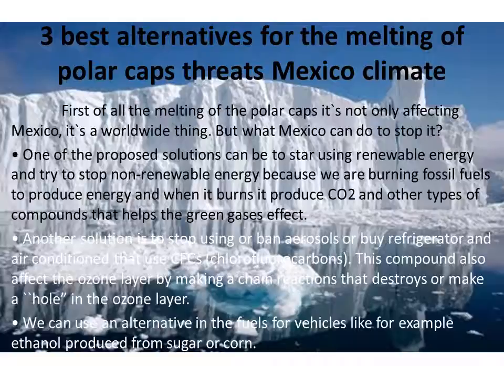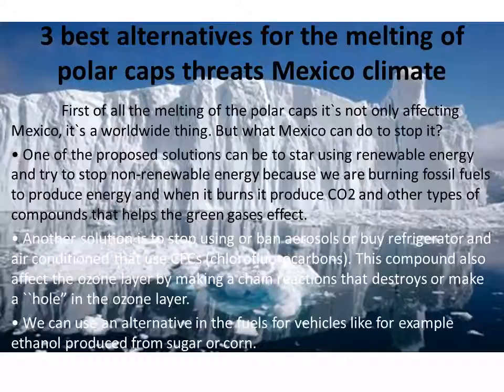Three best alternatives for the melting of polar caps threats in the Mexico climate. First of all, the melting of the polar caps is not only affecting Mexico, it's a worldwide thing. But what can Mexico do to stop it? One of the proposed solutions can be to start using renewable energy and try to stop non-renewable energy, because we are burning fossil fuels to produce energy, and when it burns it produces CO2 and other types of compounds that help the greenhouse effect.